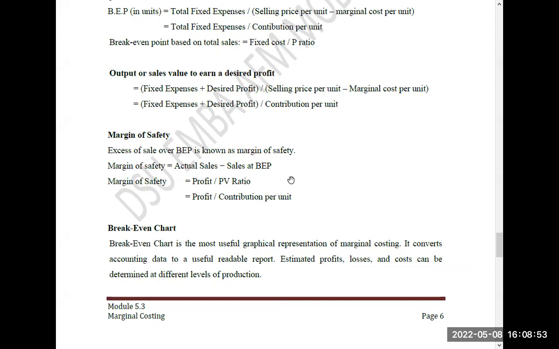Accounts, if you are poor, I can understand. Mathematics, plus minus, if you are poor, I cannot understand. Please tell me quickly, how much is the variable cost? Sorry?